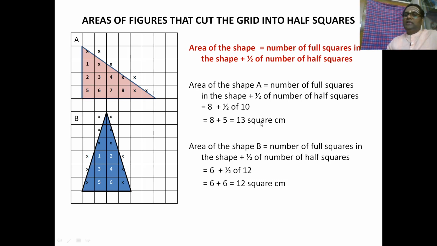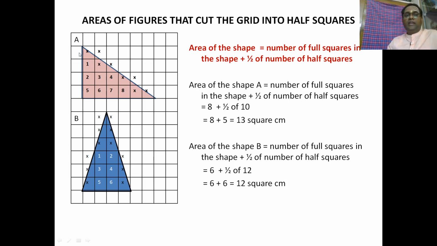Now let us move on to yet another beautiful concept, that is finding the area of figures that cut the grid. Here grid means the squared grid which I have given. I am using the squared box grid. If figures are cutting it into half squares, then how do we calculate the area? That we will know through these pictures or shapes.